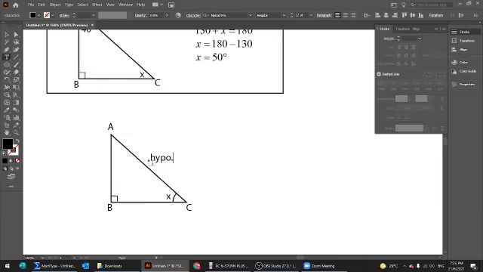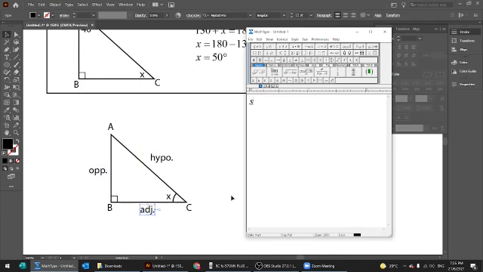AB. So this is opposite, right? So which one is adjacent? BC is adjacent. So we know that, right? We want to relate the adjacent side and the angle with the sine, cosine, and tangent.